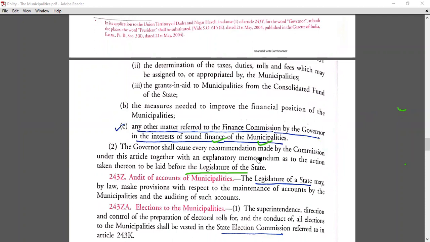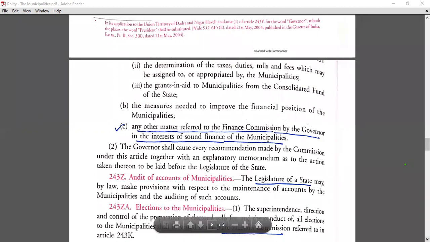Next, audit of accounts, same thing. From municipalities to panchayats, everything is done by the state legislature. The state legislature may make provisions with respect to the maintenance of accounts. It does not mean the state legislature will do it itself. The state legislature will make provisions with respect to the maintenance of accounts and audit of accounts of municipalities. It depends on the state.